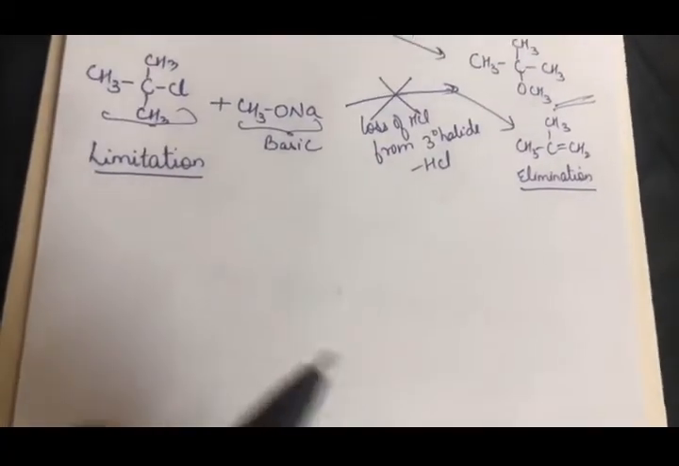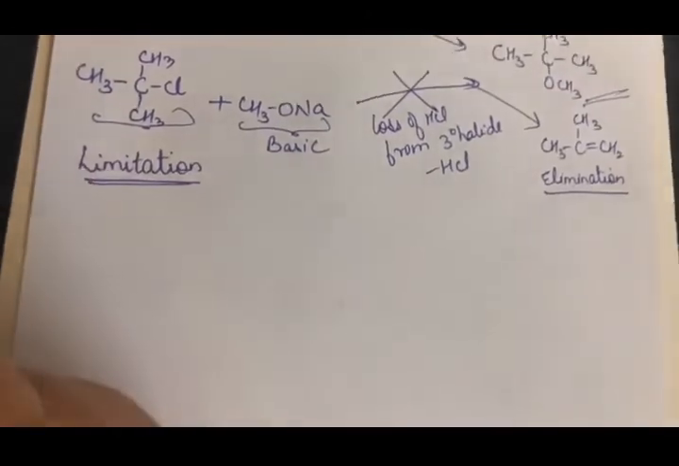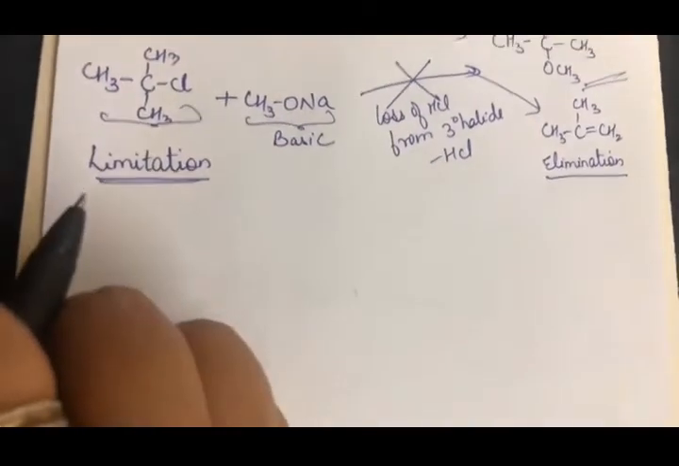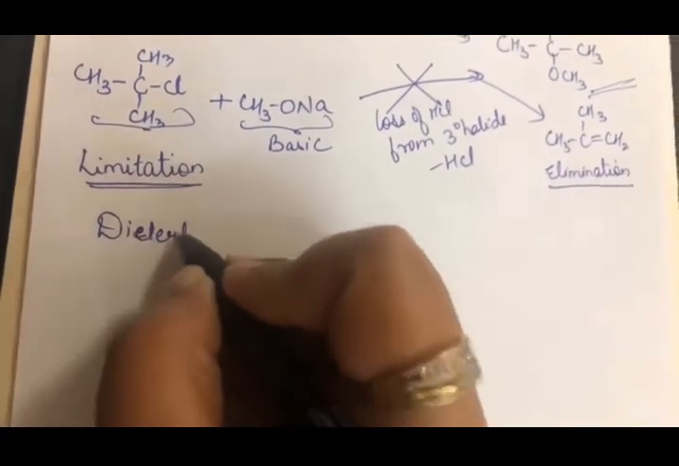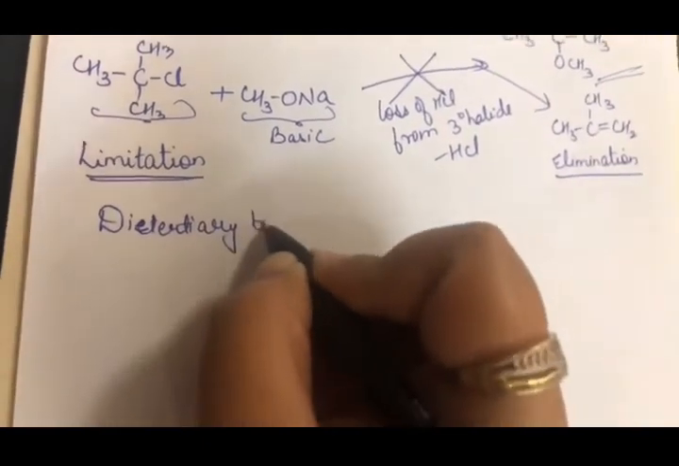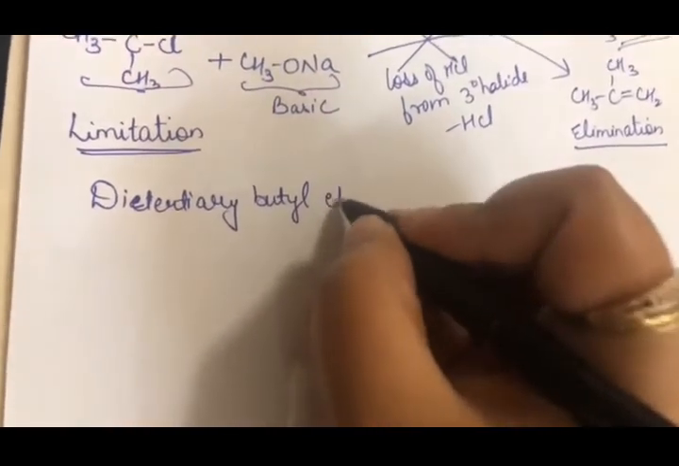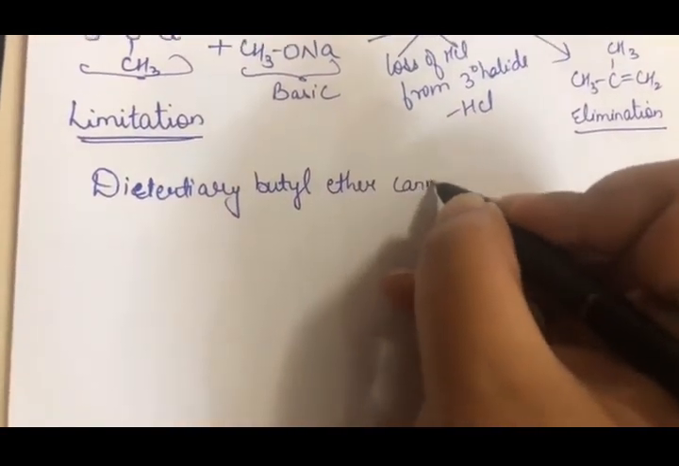Now sometimes in the paper it is also asked what is the limitation of Williamson's ether synthesis. So there is one limitation, that ditertiary butyl ether cannot be prepared. Do you agree?